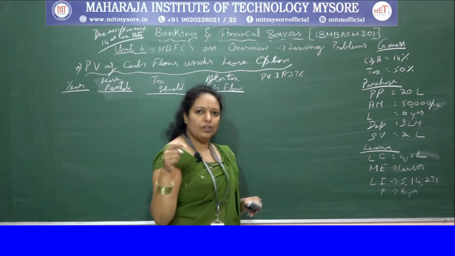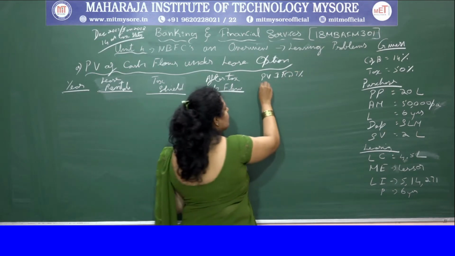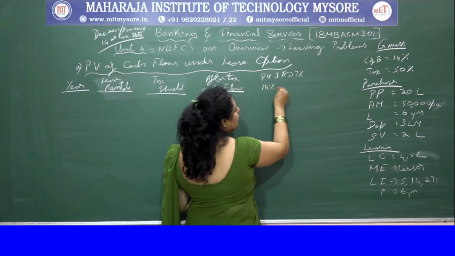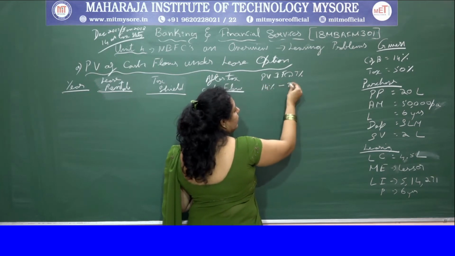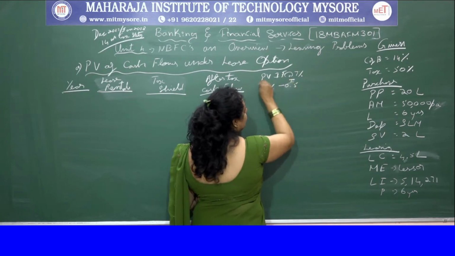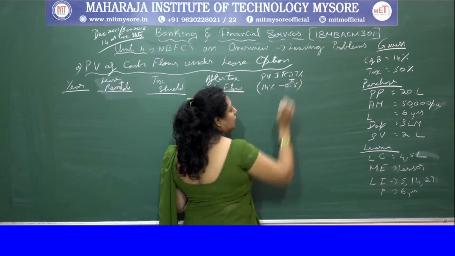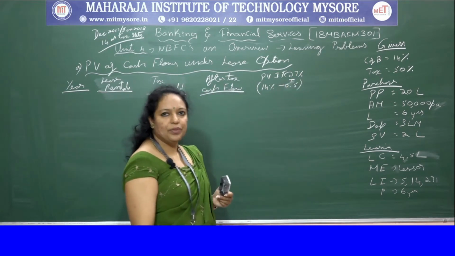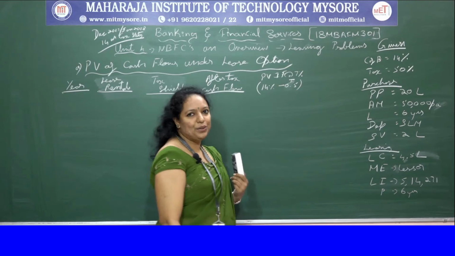I'll tell you why. I've already told this in my previous problems. 14% they have given, and minus T. T is nothing but 0.5, which is the tax. So for that you get 7%. So 7% value you have to take.